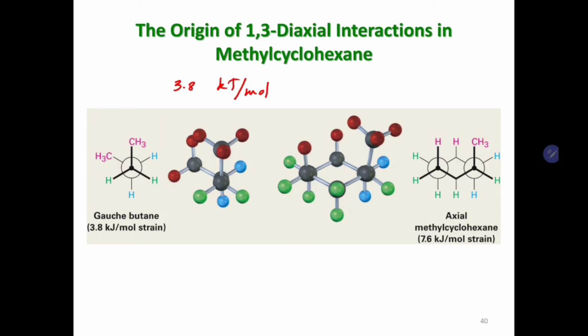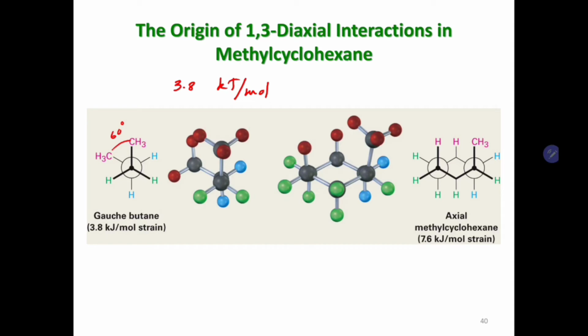We talked about gauche conformation, right? In gauche conformation, what happens is that you have two CH3 groups 60 degrees apart. It is a staggered conformation. And in this gauche conformation, you have two methyl groups 60 degrees apart. So you can actually explain these 1,3 diaxial interactions using gauche conformation. Honestly, it is basically the same thing.